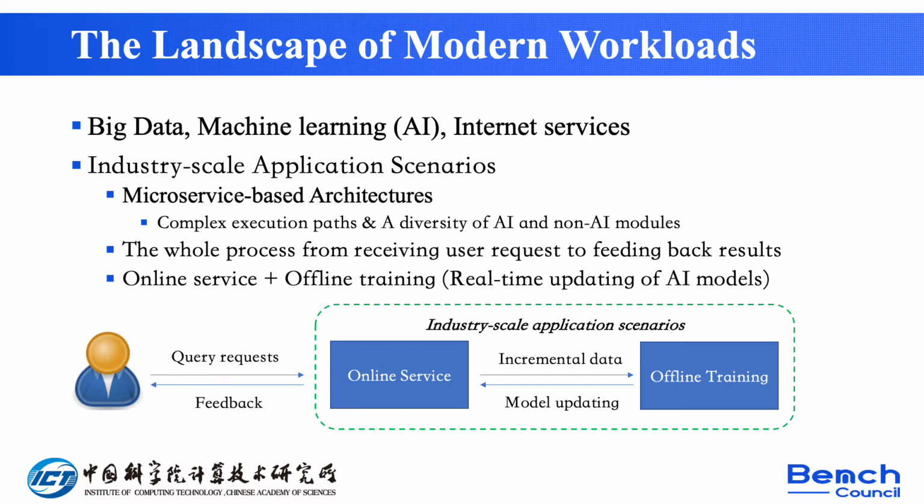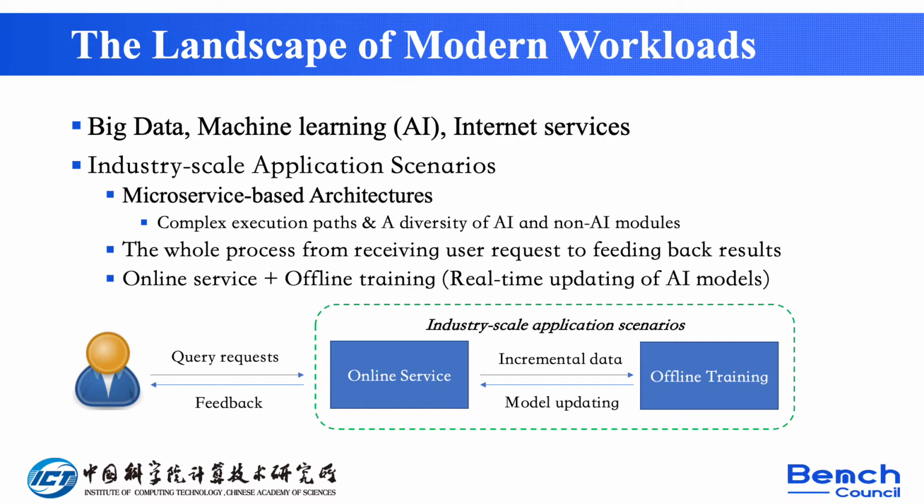Let's take a look at the landscape of modern workloads. The emerging modern workloads include big data workloads, machine learning workloads, and internet services like search engine, social network, and e-commerce. Realistic industrial-scale applications usually contain multiple subsystems, such as online service subsystem and offline analytics subsystem. For each subsystem, there are various modules. Each module serves unique and separate business operations. Within each module, a series of AI and non-AI components are included.